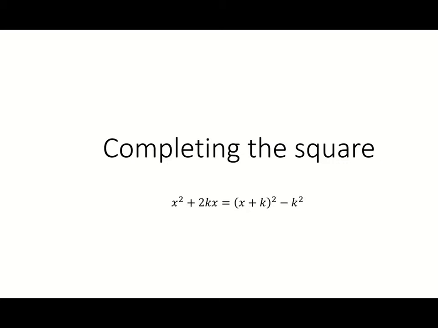You'll notice on the slide already there's the general rule that if we have the left hand side x squared plus 2kx, what we can do is add k squared to each side, add k squared to the right hand side, but take it away immediately, which means we've done nothing. And that's the principle of completing the square.